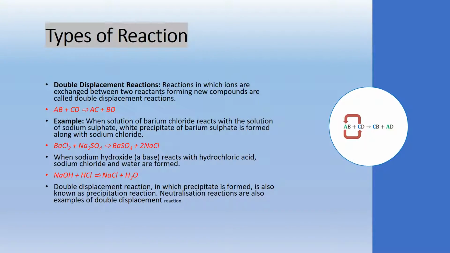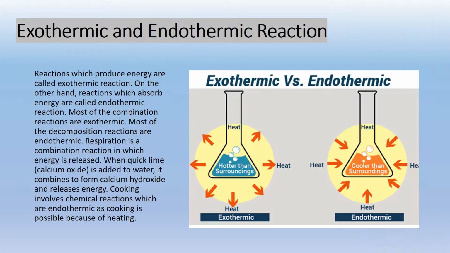When sodium hydroxide, a base, reacts with hydrochloric acid, sodium chloride and water are formed. NaOH plus HCl gives NaCl plus H2O. A double displacement reaction in which a precipitate is formed is also known as a precipitation reaction. Neutralization reactions are also examples of double displacement reactions.